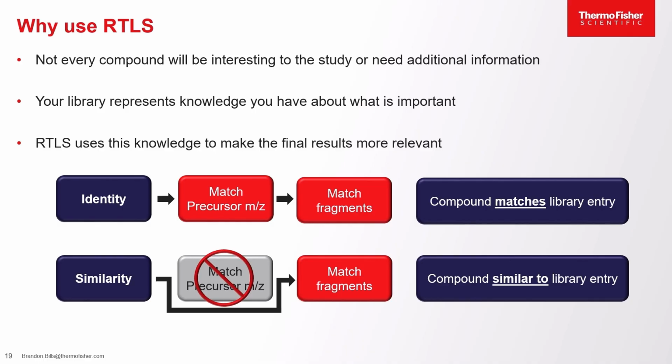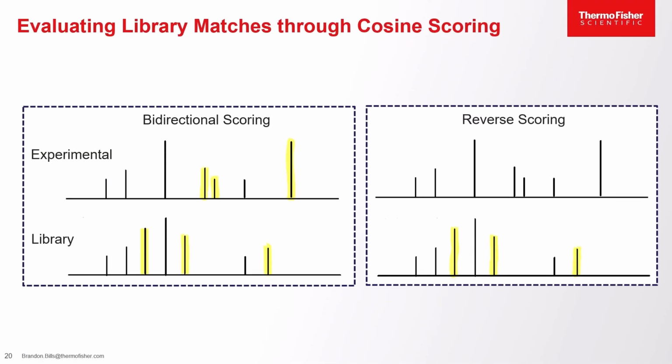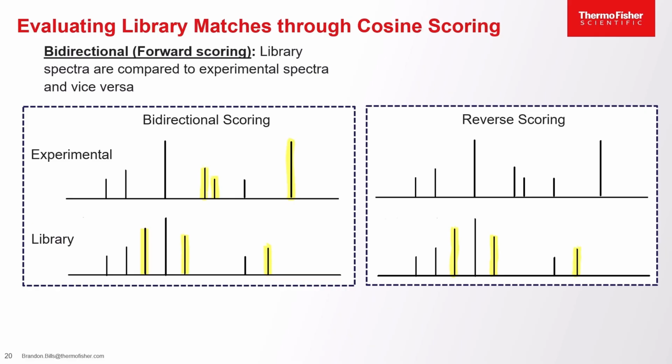Now that we know how and why we would use real-time library search, let's take a moment to look at the scoring algorithms. Now, these tell the instrument how you want it to generate its scores. And there's some nuances between these two. The first here is called bidirectional or forward scoring. In this, your library spectra are compared to your experimental for missing fragments, and vice versa. Your experimental spectra is compared to your library, and the score goes down for missing fragments.